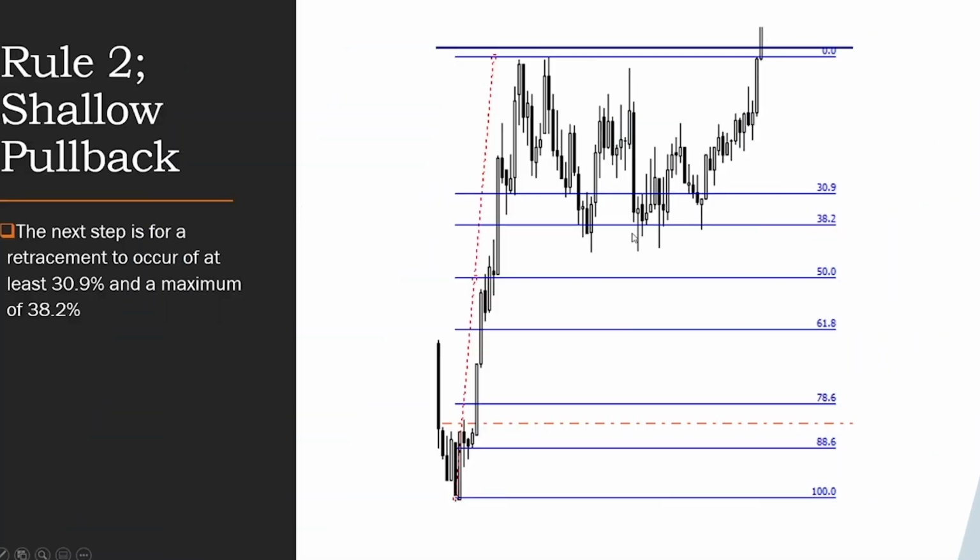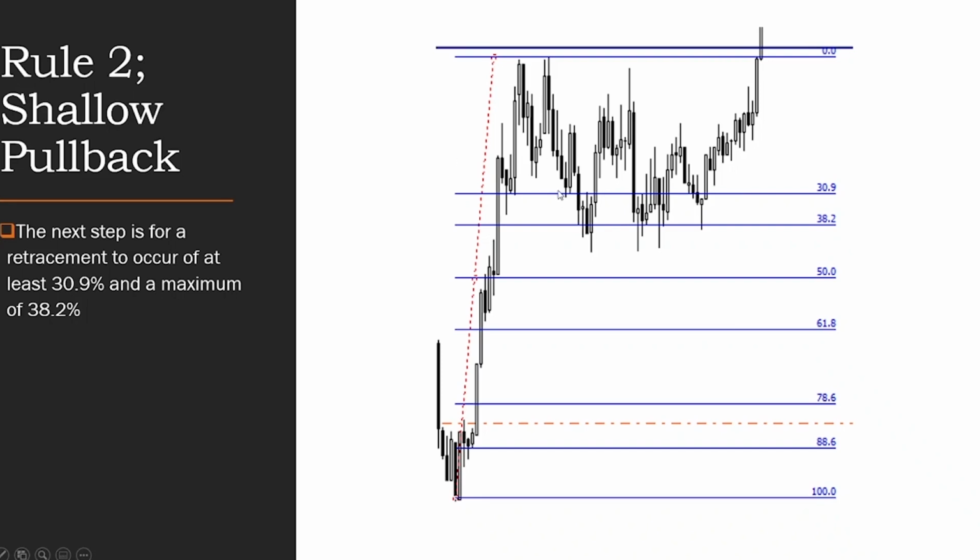On to rule 2. We need a shallow pullback. So after we've got our strong leg, we need it to pull back to 38.2 maximum. We can give a bit of room if it spikes it a little bit. It doesn't really matter. Occasionally I will take the 50 in very rare circumstances. If it comes to the 50 but some other criteria is met, I will take the trade. But the majority of the time, just focus on the 38.2. That will provide the best opportunities.